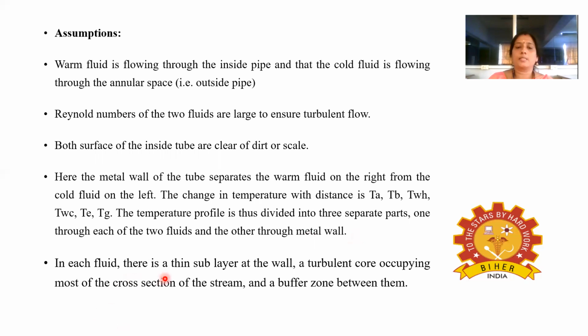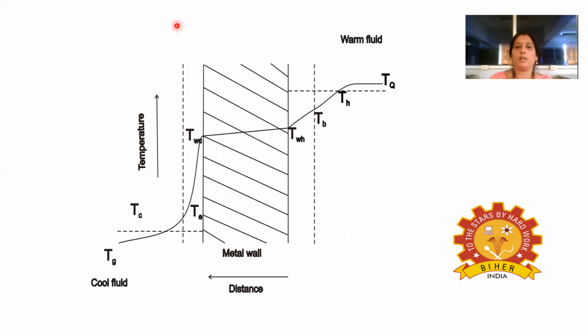In each fluid, there is a thin sublayer at the wall, a turbulent core occupying most of the cross section of the stream, and the buffer zone between them. So here, this is the metal wall, in the sense the tube wall. Inside the wall, the warm fluid is flowing, and outside the wall, the cold fluid is flowing. So the heat will transfer from this warm fluid to the cold fluid.